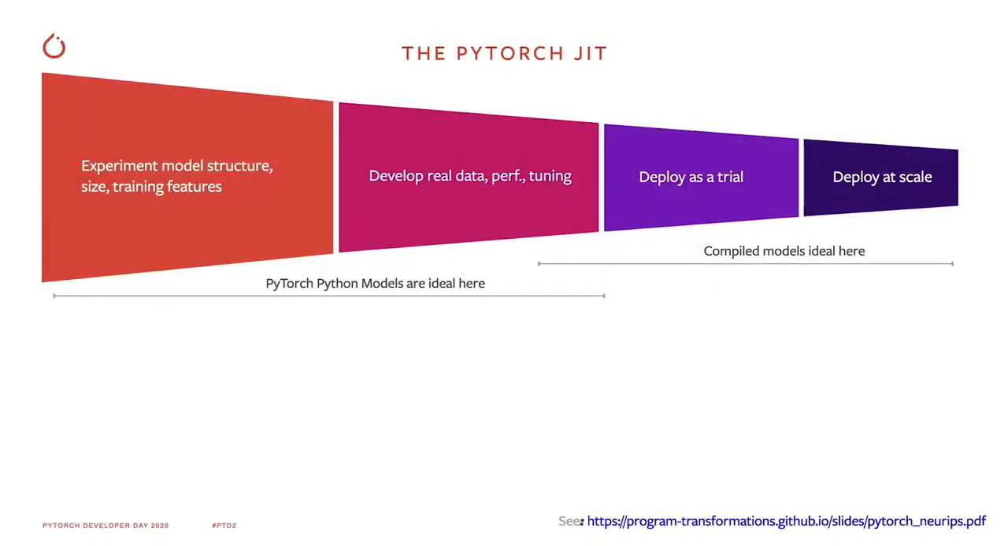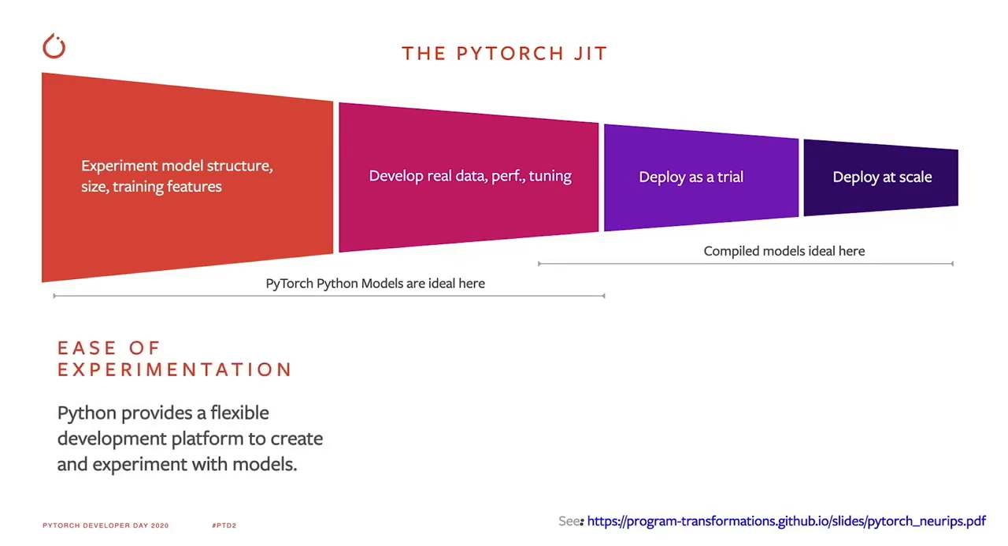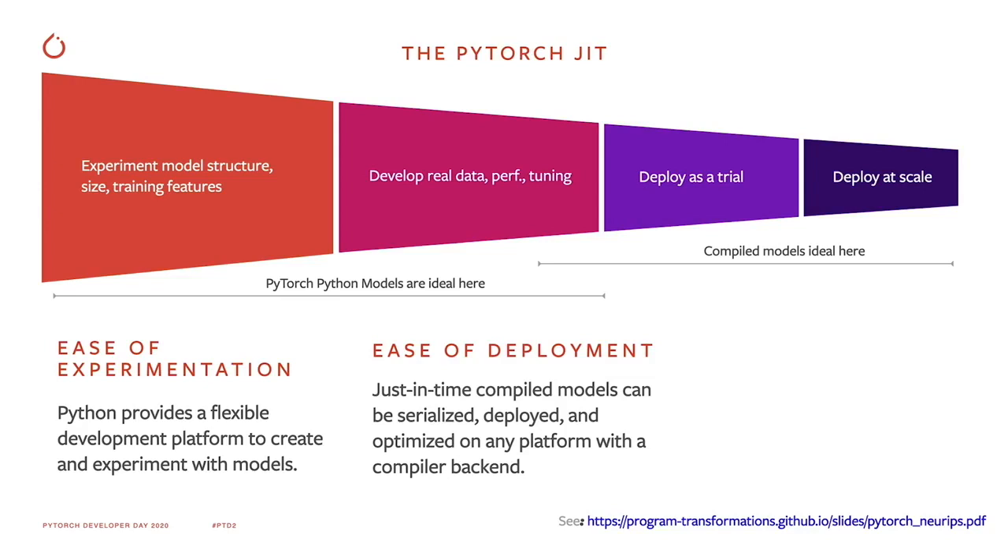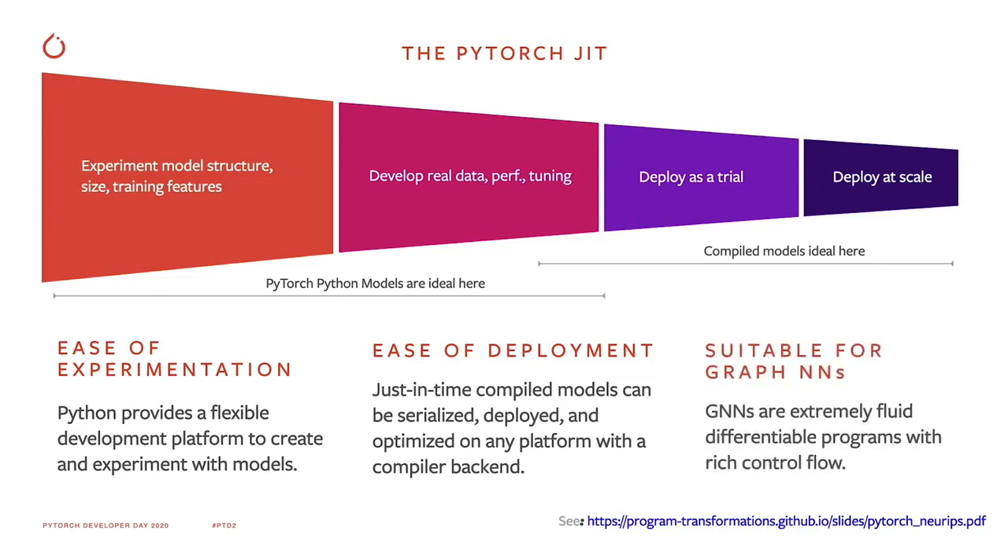The reason that we want to use the JIT is that it makes it incredibly simple to go from working on your models and experimenting on them, to using your model in a trial and doing some first evaluations, and then finally deploying it at scale. And the JIT on paper is actually very suitable for graph neural networks because the JIT is able to capture very rich control flow, which is kind of the bread and butter of graph neural networks.